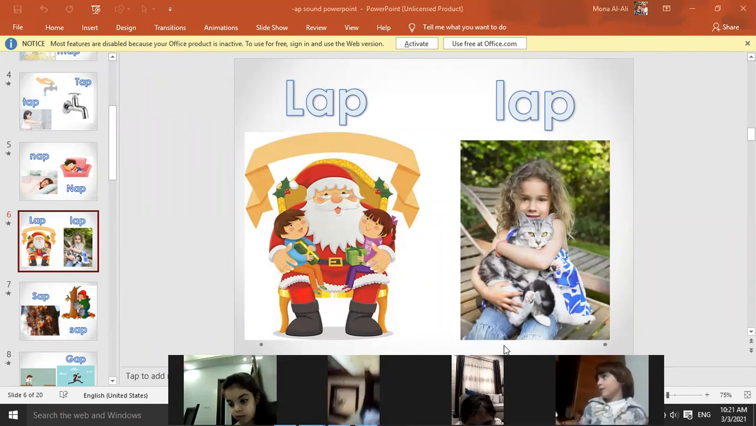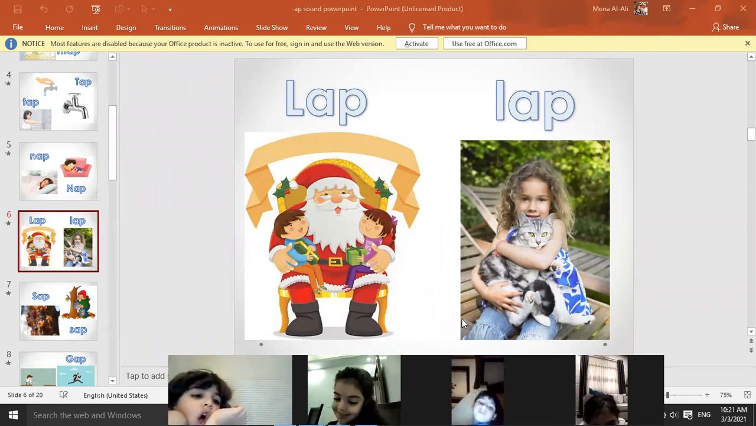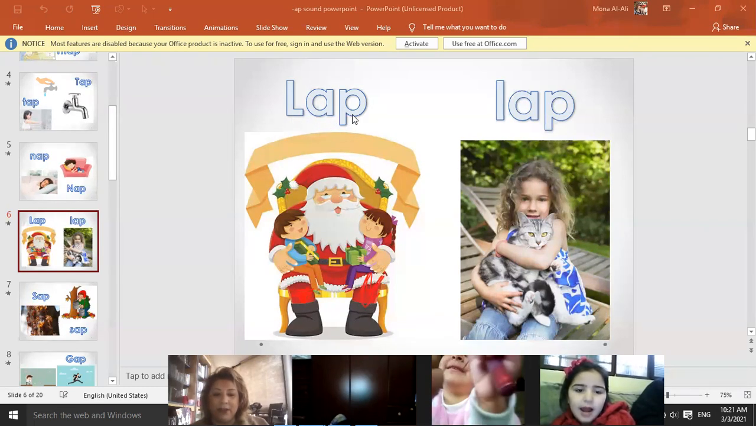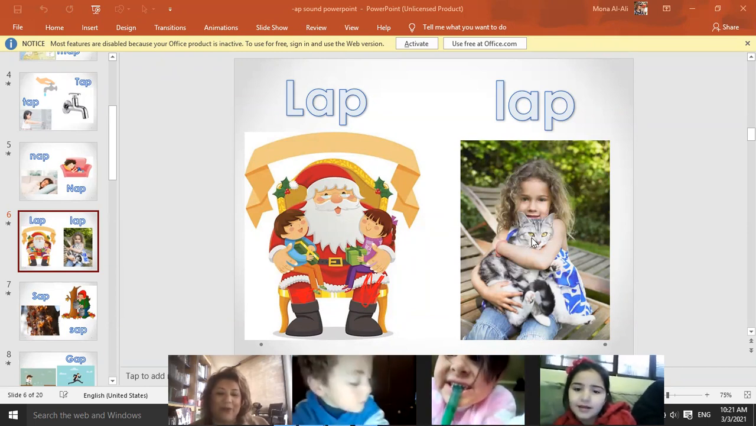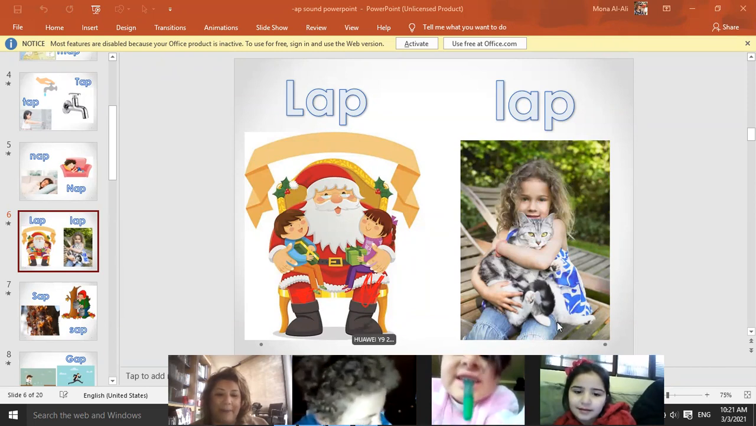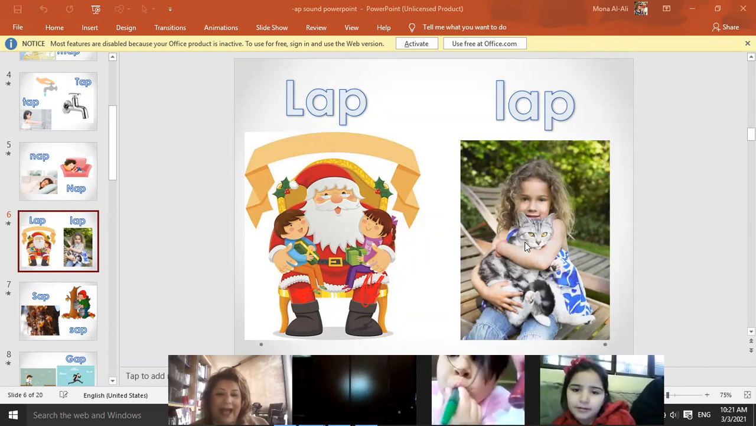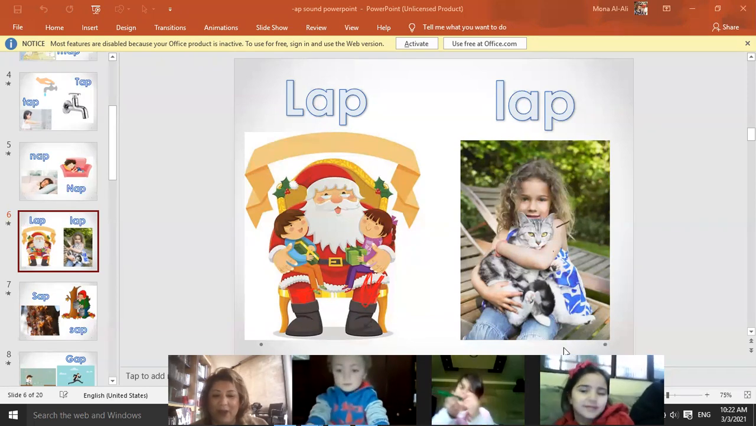So, Seema, I am with Seema. Where is Seema? Here. Yes. Seema, this Santa loves the kids and the kids love Santa. Because of that, they are sitting on his lap. Lap. Repeat after me, Seema. Lap. And look at this girl. She loves the cat. Because of that, she's putting the cat on her lap. The cat is sitting on the girl's lap.